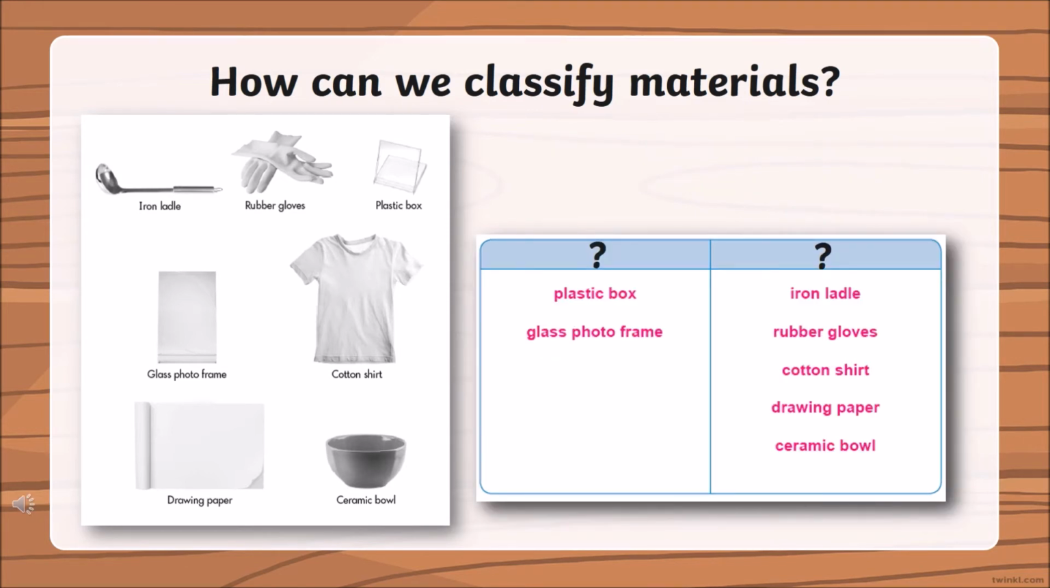Here's another example. The plastic box and the glass photo frame. What is unique about them compared to the others? They are transparent and the others are opaque.